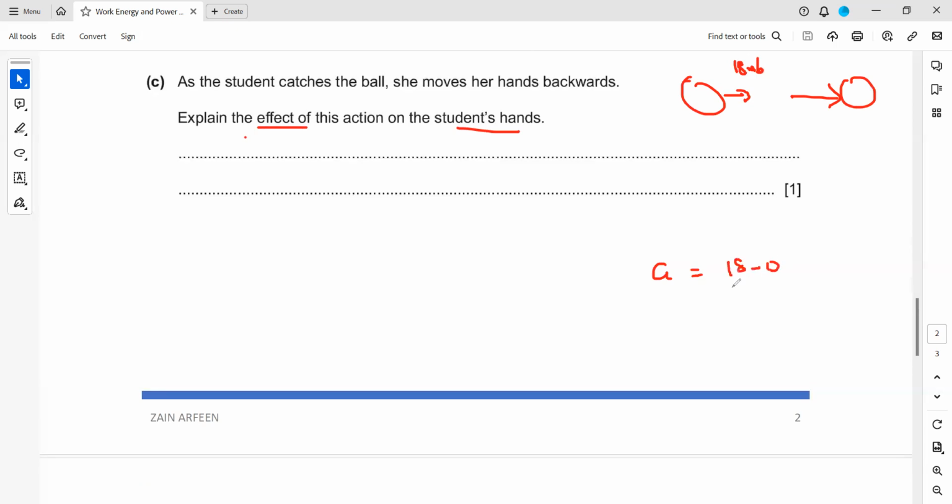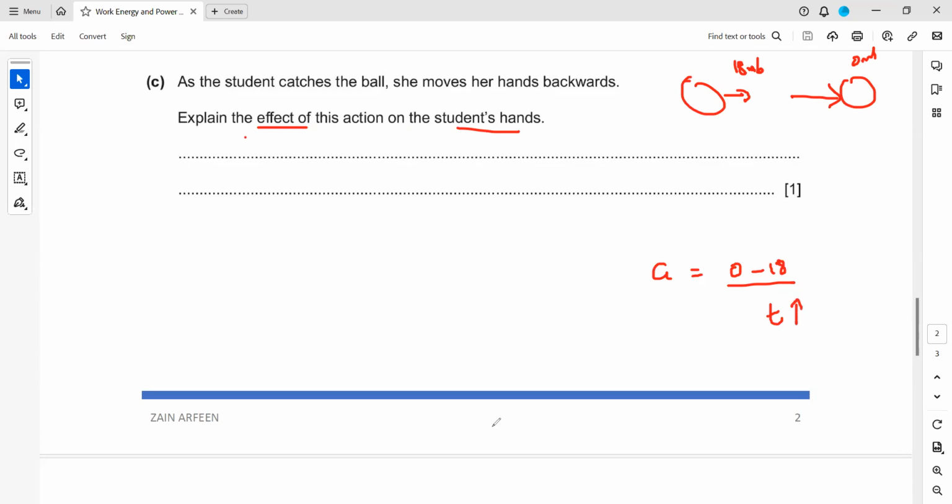Because expression is change in velocity, like 0 minus 18, divided by time. The final speed is 0, initial was 18. But what did the student do? When she caught the ball, she moved her hands backward. As a result, the time for the ball to stop will increase. It will take a longer time for the ball to stop.